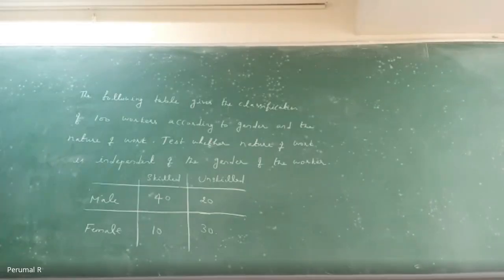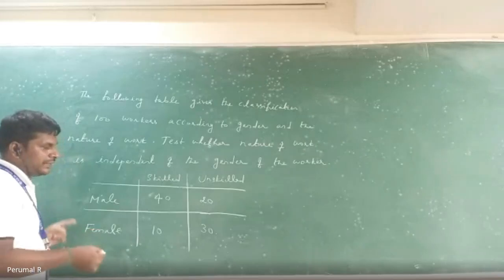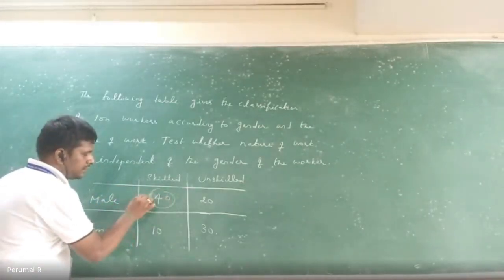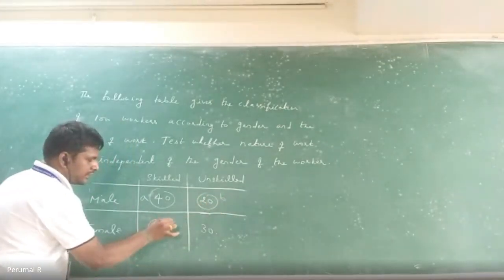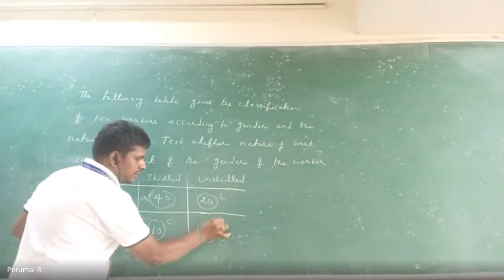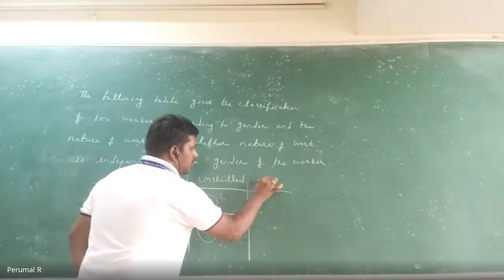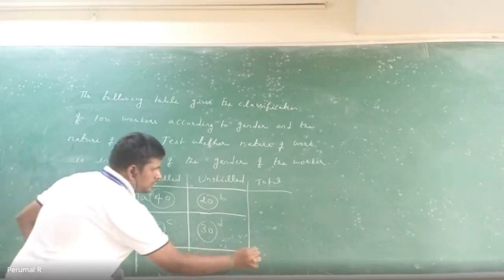Actually, you can prepare the totals before moving on to the calculation of the chi-square value. So this will be considered as A, this as B, this as C, and this as D. Now you put the total here, and here also you put the total.